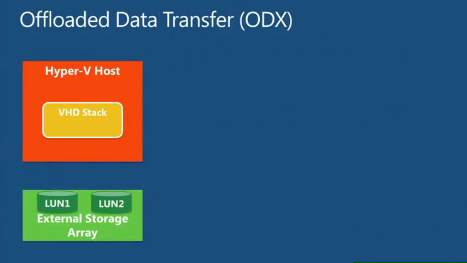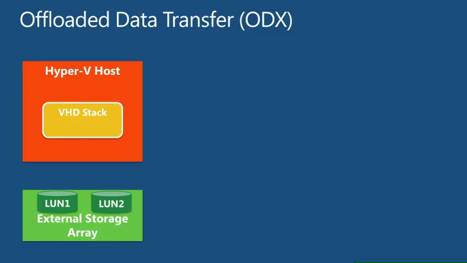So let's talk about, if you went to the keynote demo, Jeff kind of showed off a feature called ODX, right? Basically offloaded data transfer. And he basically copied a 10 gig file across from 2 different shares in about 10 seconds. And there's a reason for thinking about offloaded data transfers.